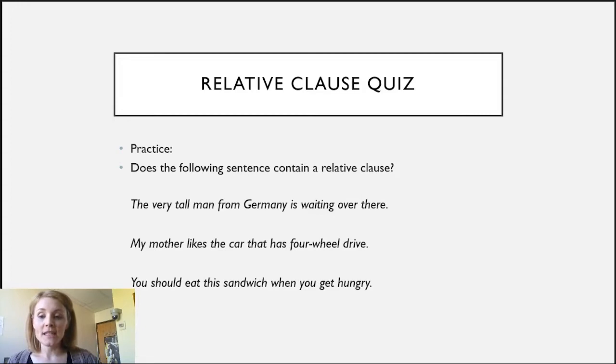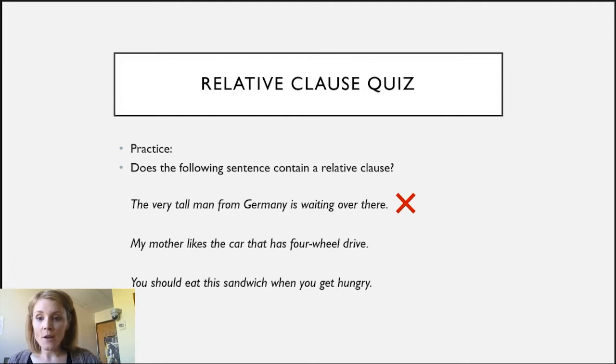The first sentence is, "The very tall man from Germany is waiting over there." So first we need to determine if this sentence is complex. So we'll count our main verbs. We have the auxiliary verb is, and then the main verb waiting, and that's it. There's only one main verb in this sentence. So this sentence is not complex, and the answer would then be false. It does not contain a relative clause.